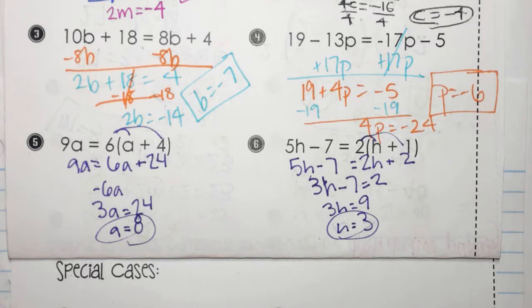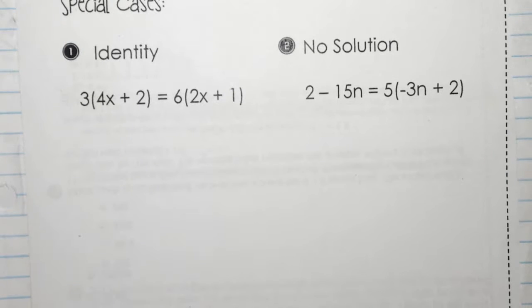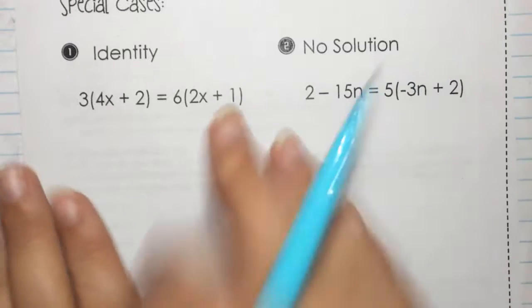Okay, so the bottom two special cases, it talks about identity and no solution. What do you think identity means? It's the same. Take a point. What do you think no solution means? It's not possible. Yes, take a point.